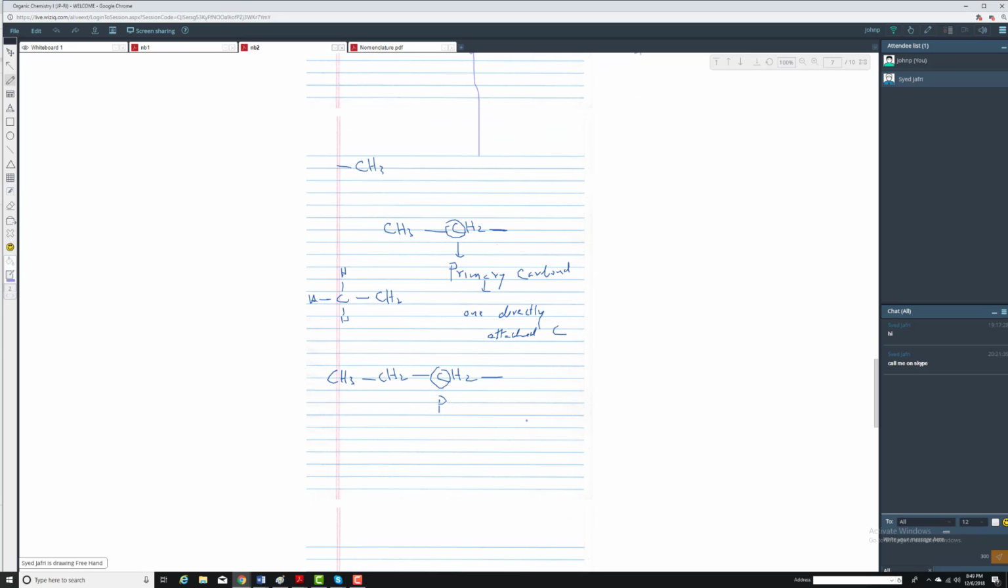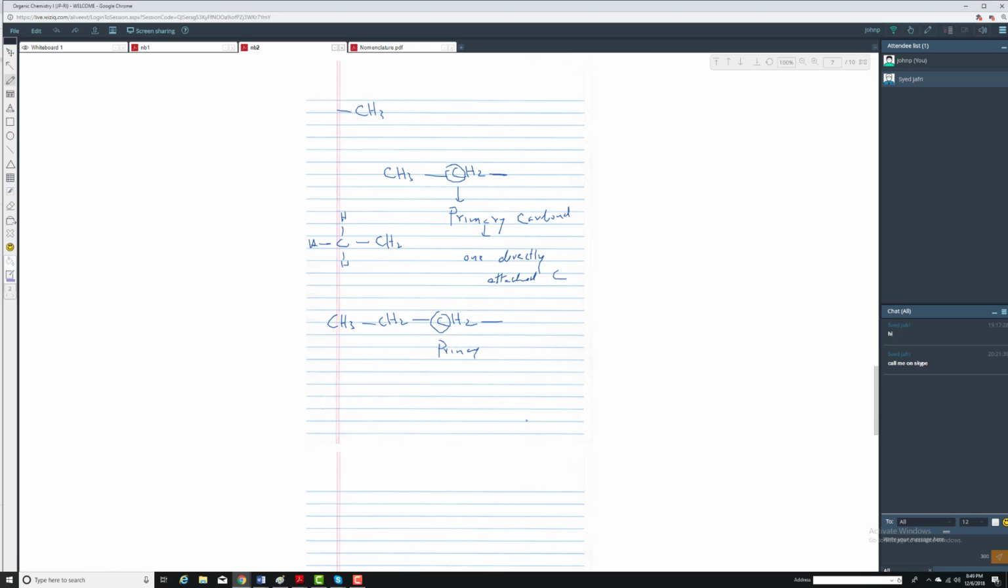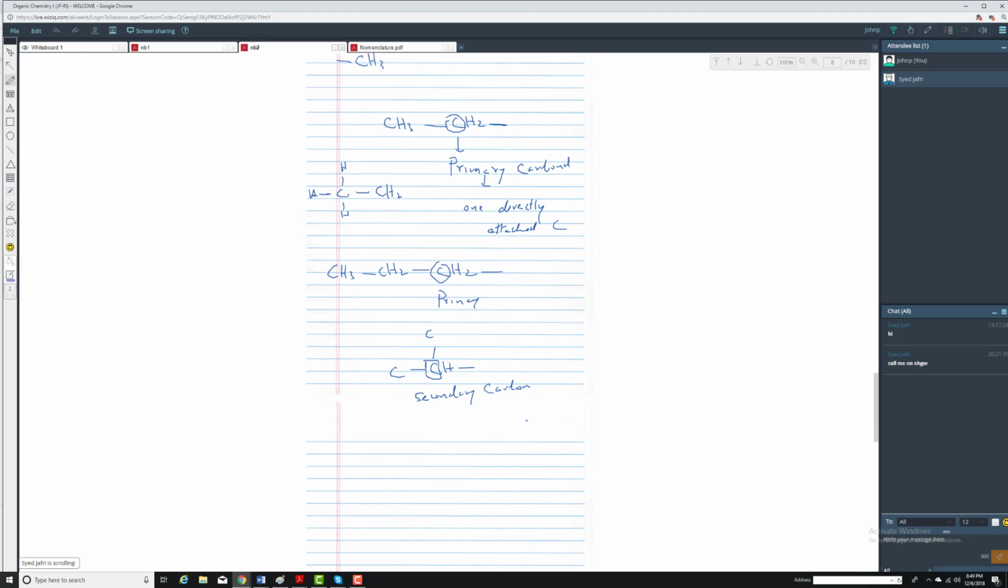This is CH3. This one is also what? Primary. Now the secondary is different. Secondary is when you are taking this bond, and it has two side carbons. This is secondary CH2, because it is directly attached with how many carbon atoms? Two. Indirectly doesn't matter. It is secondary.